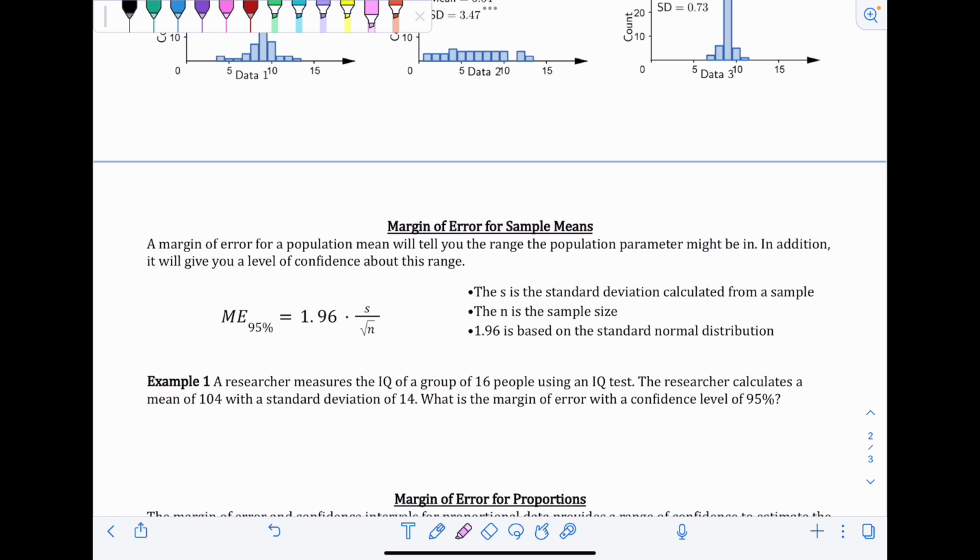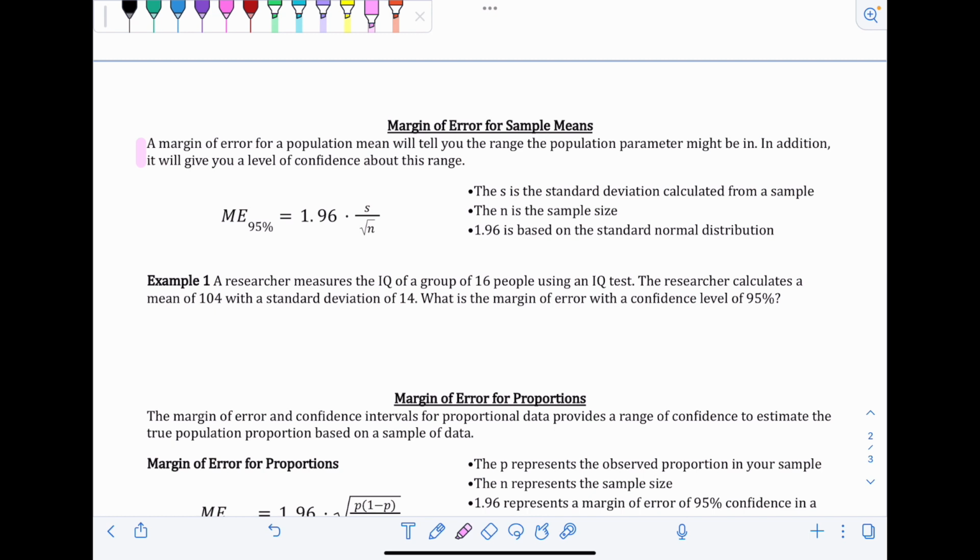Okay, moving down to margin of error for sample mean. Margin of error for a population mean will tell you the range the population parameter might be in. In addition, it'll give you a level of confidence about this range. The most common confidence level that we'll use is 95%. The formula for finding the margin of error for sample means is this. The margin of error within a 95% confidence interval is equal to 1.96, a number we'll learn more about in a future section, times s over the square root of n.